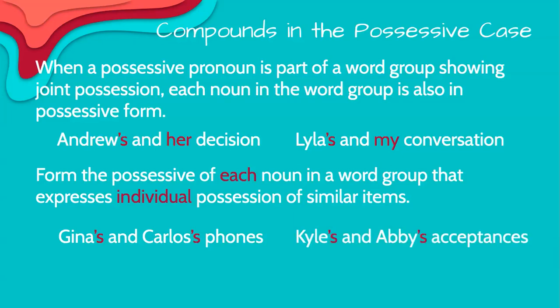Kyle's and Abby's acceptances, same idea here. I'm talking about the concept of acceptance, maybe an acceptance letter, and Kyle and Abby each have their own individual acceptance. So to communicate that it's not a shared item, that it's individual, I put an apostrophe S after each noun, and I make sure that I keep the word itself plural, the acceptances plural, the phones plural.